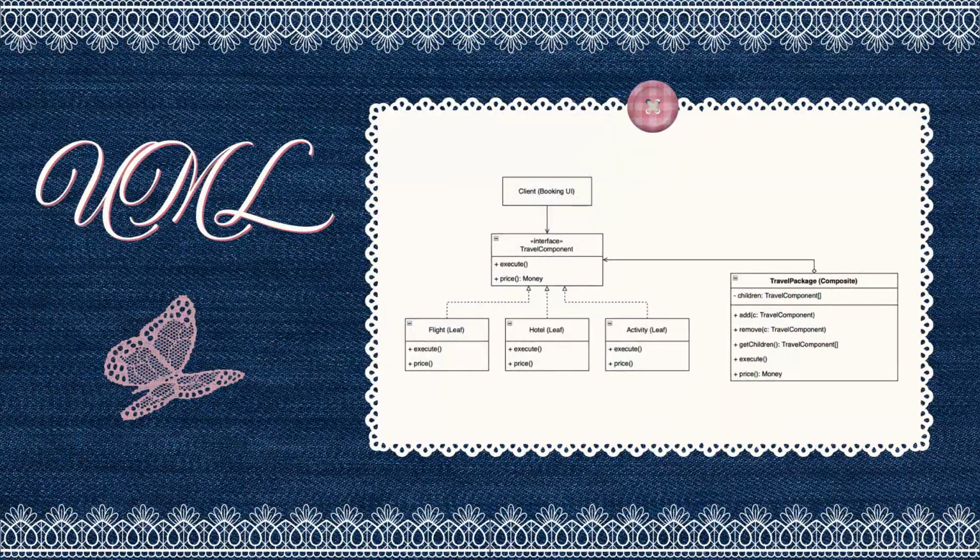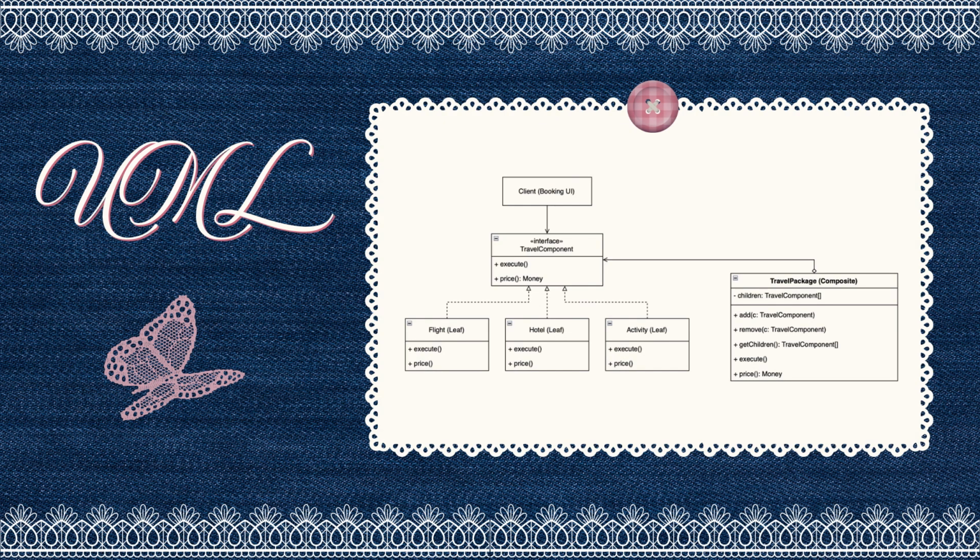And here is our composite pattern UML. The key idea is uniform treatment. Both single services and bundles use the same travel component interface. Flight, hotel, and activity are leaves. They implement execute and price. Travel package is the composite.